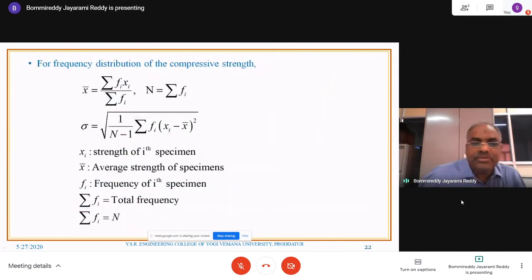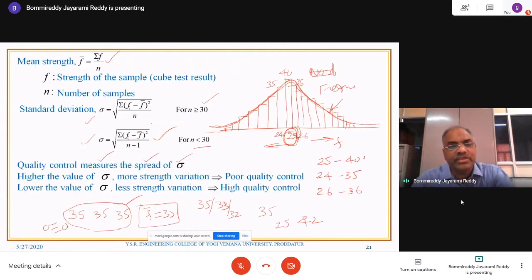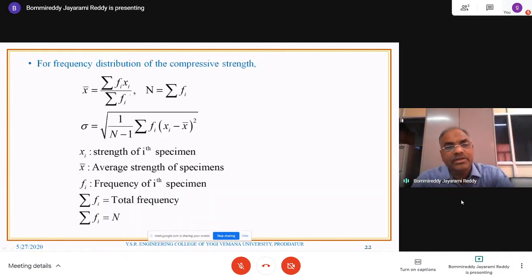Now, sometimes what is going to happen is the frequency distribution. When the frequency distribution is known and you are familiar with x values, f values, I am using it like this because in the previous case I directly used f to mean mean strength and n to mean number of samples. Here f refers to the mean strength, only one symbol. But normally for the frequency distribution, f is the symbol for frequency. And you are familiar with these equations.